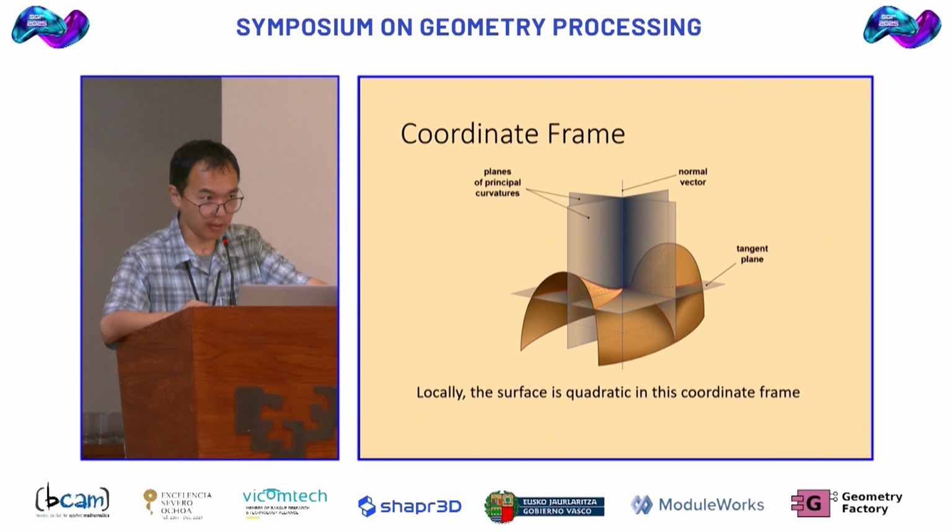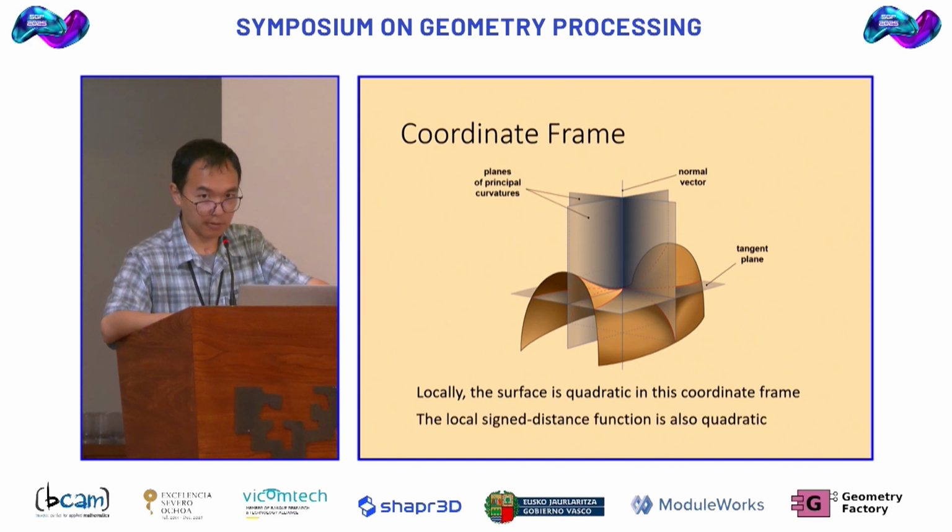It is a quadratic surface defined by the principal curvatures. And in this coordinate frame, the signed distance function is also a quadratic function. So that is a very simple geometric concept.